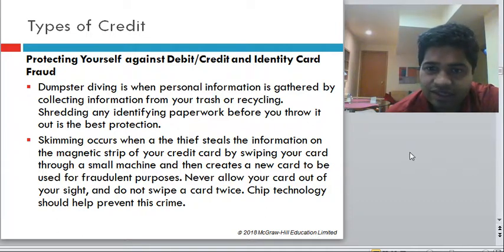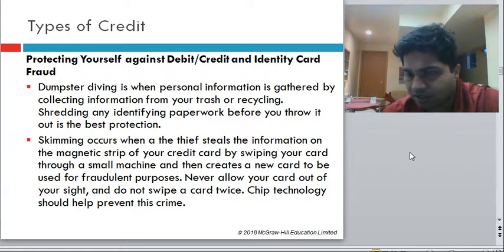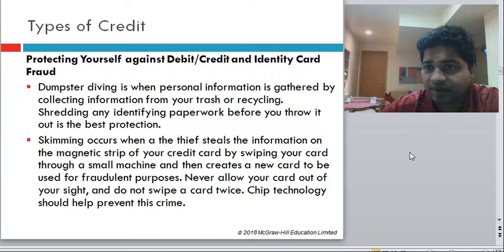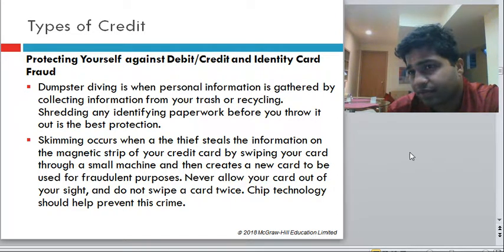Skimming occurs when a thief steals information on the magnetic stripe of your credit card by swiping it through a small machine. So there were card duplication machines. If you swipe a credit card, the information on the magnetic stripe is recorded, and they can duplicate your credit card or debit card. So chips came in, but right now there is software that can scan your chips too. Chips are better than magnetic stripes, but they are not 100% secure either. There are chip reading mechanisms.